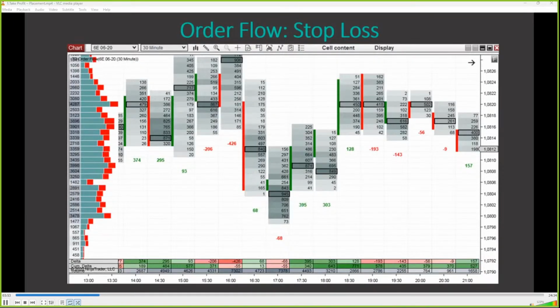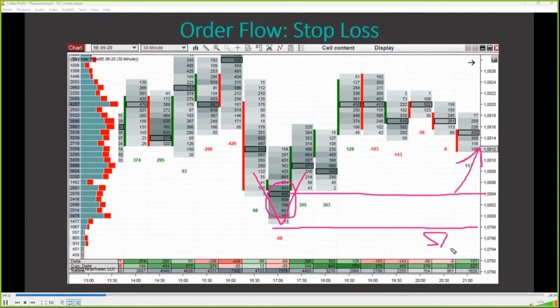Now, this is a very similar scenario. Imagine long level from here. You expect a buying reaction from those massive volumes. The ideal stop loss in here would be below the low of this area, so it would be in here.